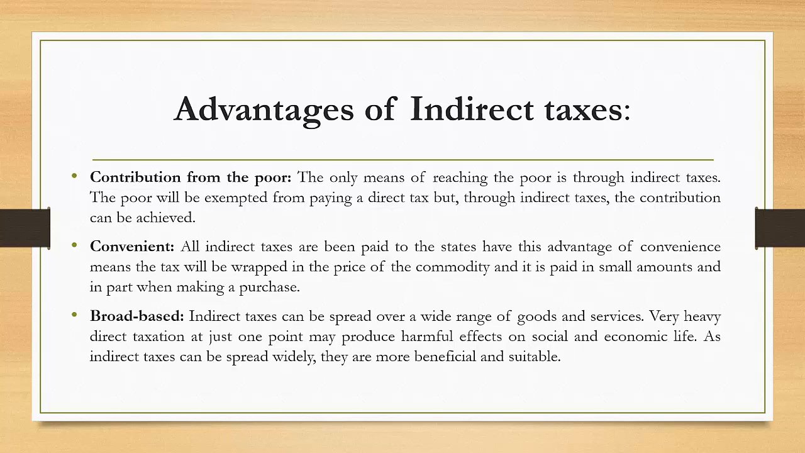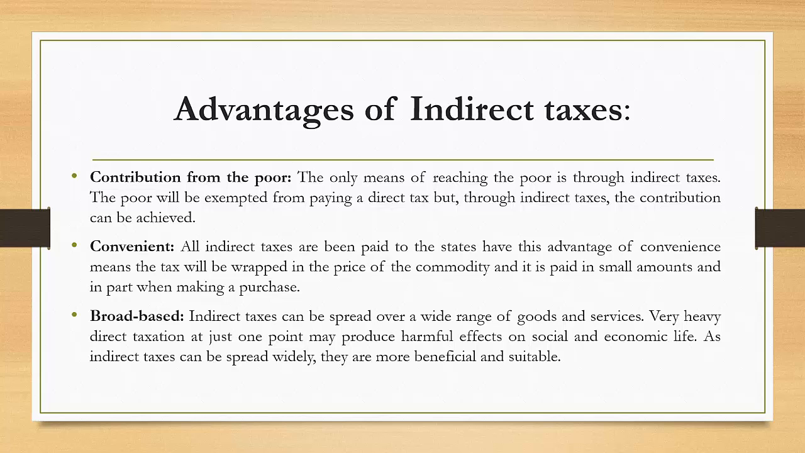So if a poor person is exempted from paying income tax, then at the other end, when the government imposes tax on the product and they go and buy it, it means that they are also paying taxes to the government indirectly. It is convenient also. All indirect taxes are being paid to the state.